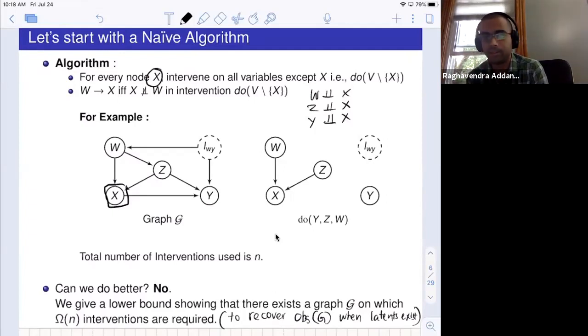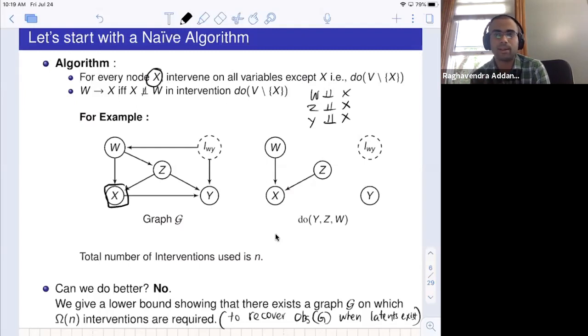And when we test whether W is dependent on X or not, Z is dependent with respect to X or not, Y is dependent with respect to X or not, we would have recovered the incoming edges onto X. If we repeat this process over every variable, we would have recovered the observable graph G, because all the incoming edges to every variable are known. So the total number of interventions is n.